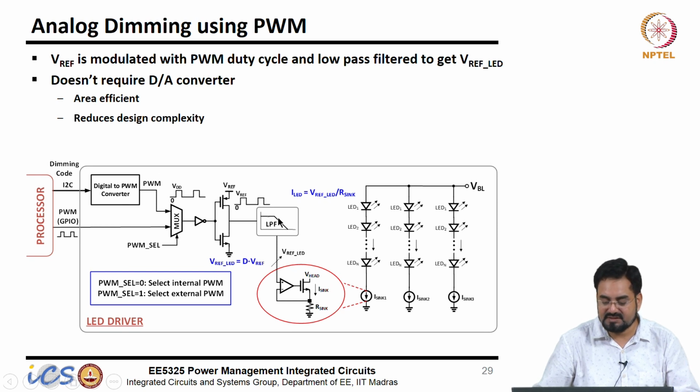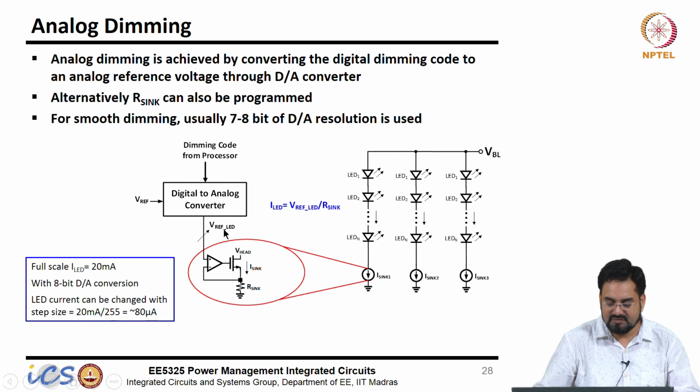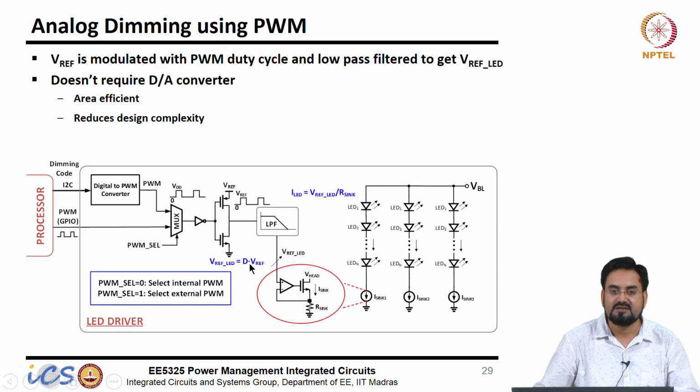Now if I pass it through a low pass filter, then the reference voltage which is generated from this will be nothing but D times Vref. Just like here, your Vref LED was depending upon the code here, now it will depend on duty cycle. So now this will automatically be varying when you vary the duty cycle of this PWM.